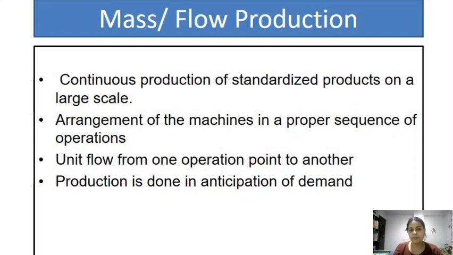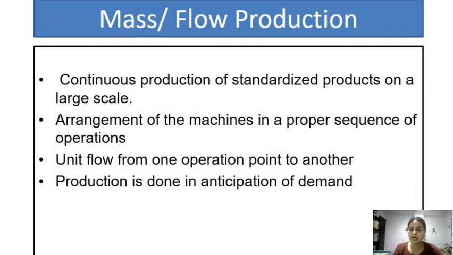When a company does continuous production of standardized products on a large scale, and arranges the machines in a proper sequence of operations, it is called mass production. You can very well understand it by the canned products, the cement, steel, all are made through this production system.